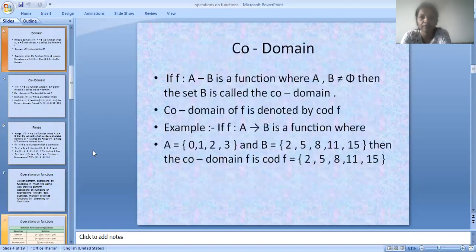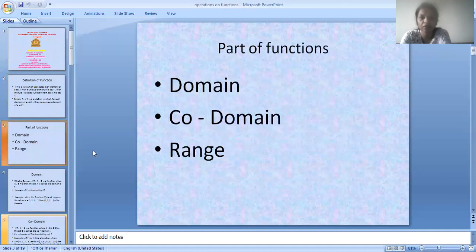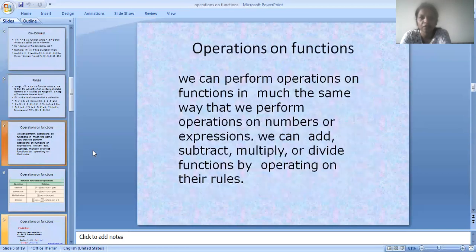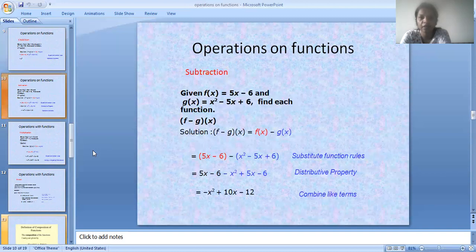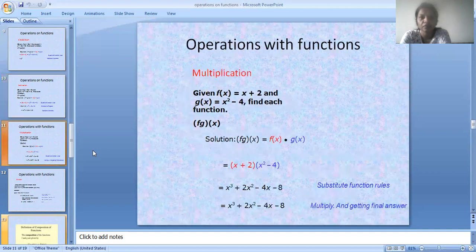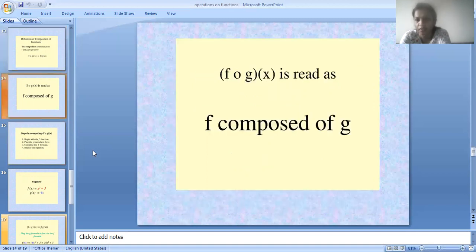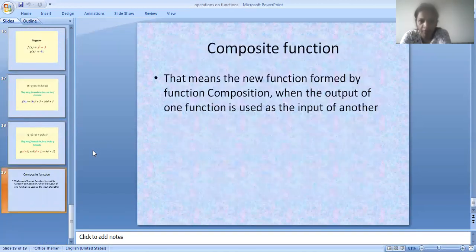Therefore, in this lecture we have seen the definition of function, parts of a function, domain, codomain and range. After that, the operations on functions: addition, subtraction, multiplication and division. Later we saw the composition of a function. In a composite function, we plug the first function into another function and again the other function into the first function. This is my micro teaching topic. Thank you so much.